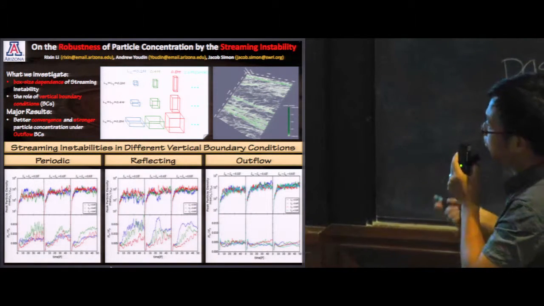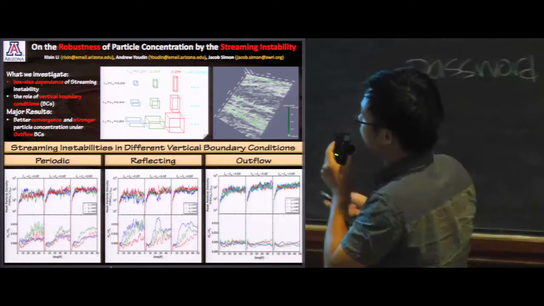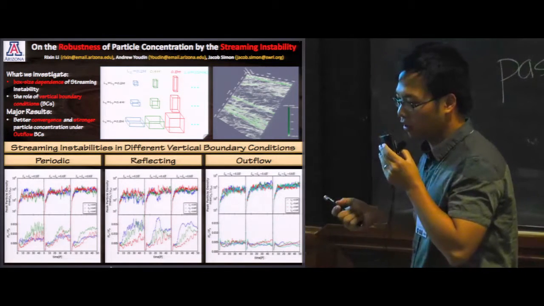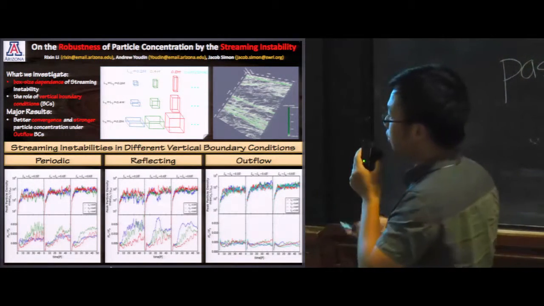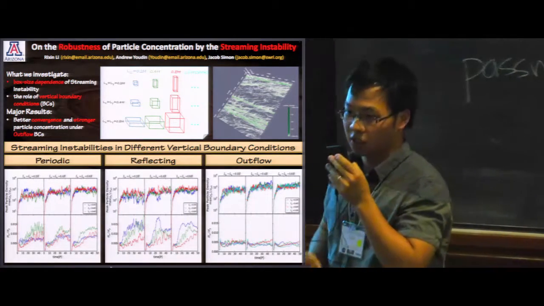And the comparison to the other two cases shows the outflow will lead to better convergence, and the thinner particle layer also stronger clumping. Therefore, outflow will lead to more efficient and numerous planetesimal formation.